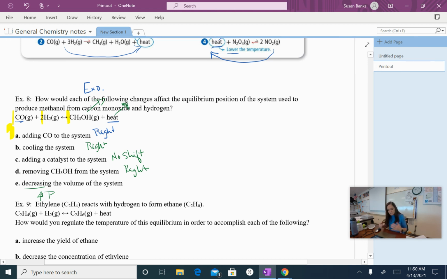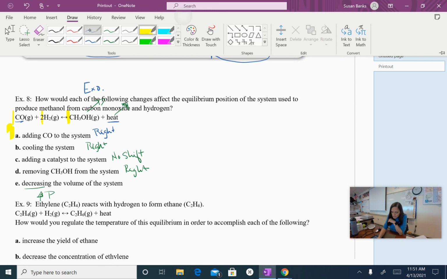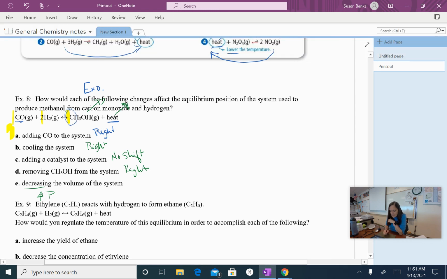So if I'm increasing the pressure, making that smush into smaller space, decreasing the volume, am I going to want to have a lot of moles or as little as possible? If I'm doing a smaller space, I'm going to have as little as possible. So this product side has the smaller amount of moles. It only has 1. So I'm going to shift right to make the smaller amount of moles. How'd you do on that?